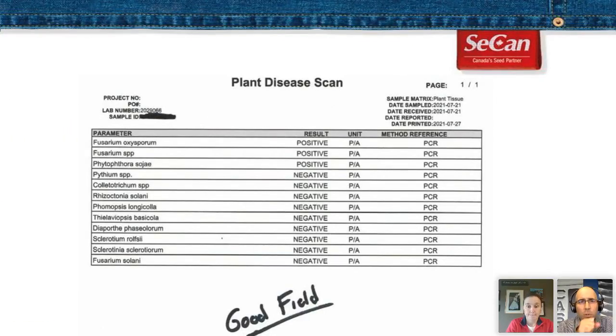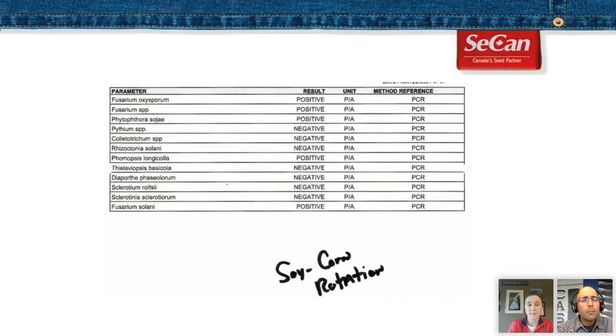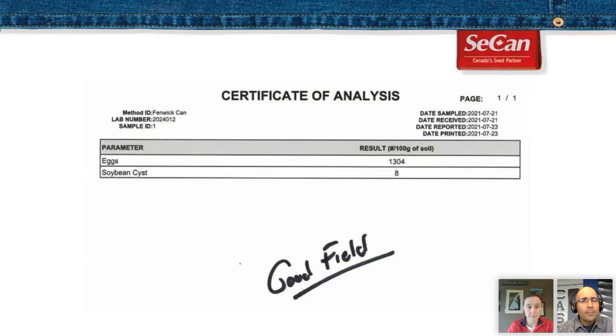So, sorry, go ahead. Yeah, so I just included a couple of tests that I actually do when I'm looking at a field. One being the plant disease scan, and the next one is a cyst test as well. I like actually having both tests because sudden death, or Fusarium solani, comes hand in hand with cysts generally. So if you're finding one in the field, you're finding both.